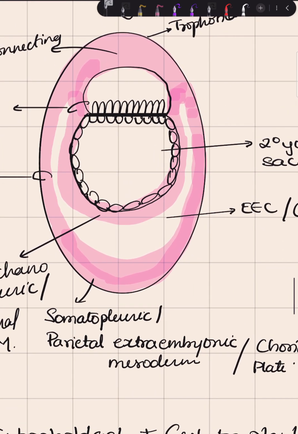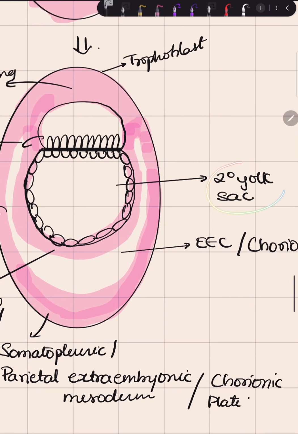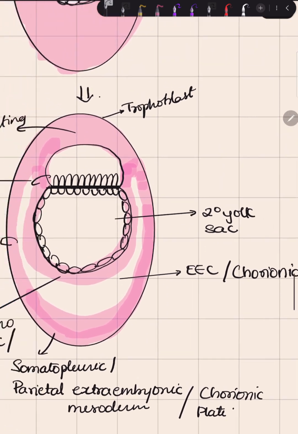As you can also see over here, due to the formation of this cavity, the primary yolk sac will shorten and become smaller like this. It will be pushed by this cavity. So it will now form the secondary yolk sac. The primary yolk sac will become smaller and will form the secondary yolk sac.